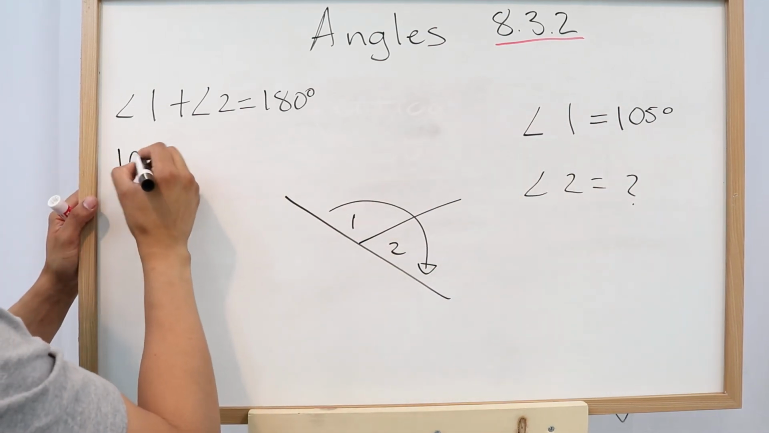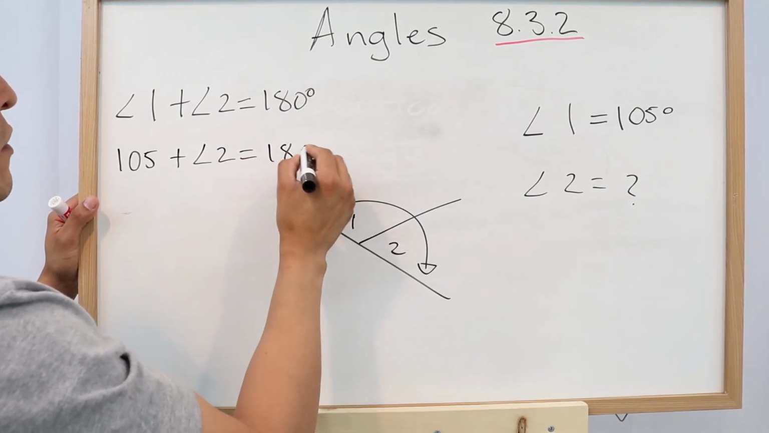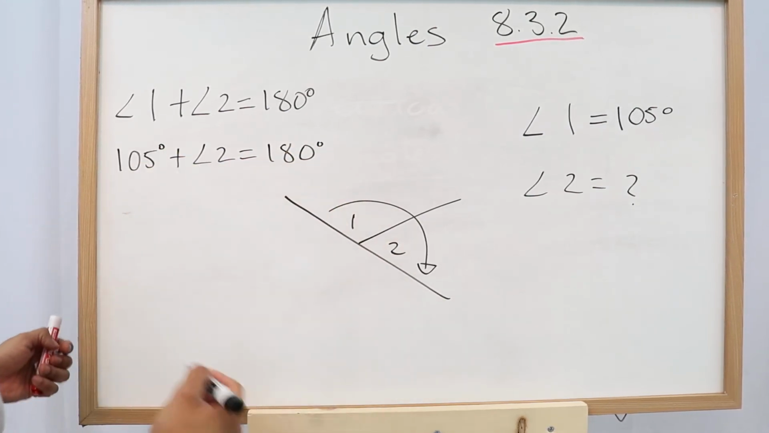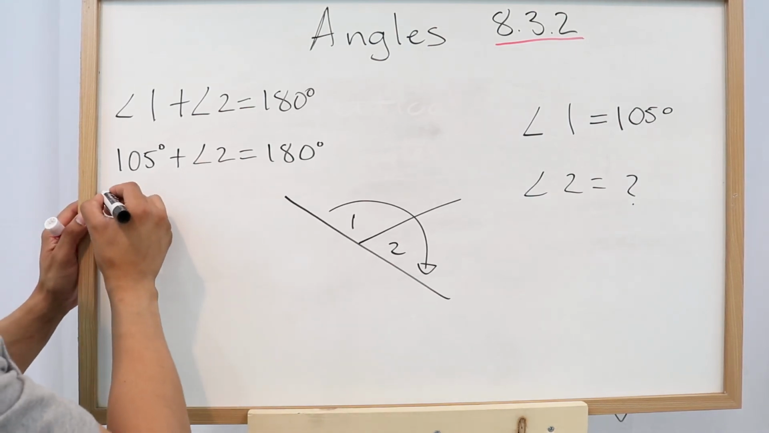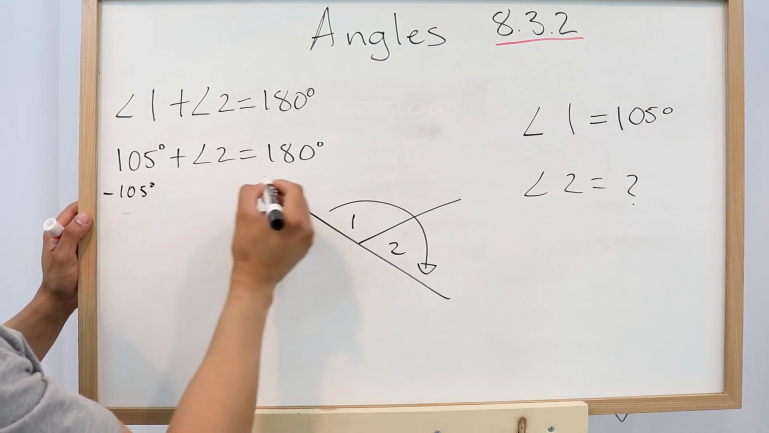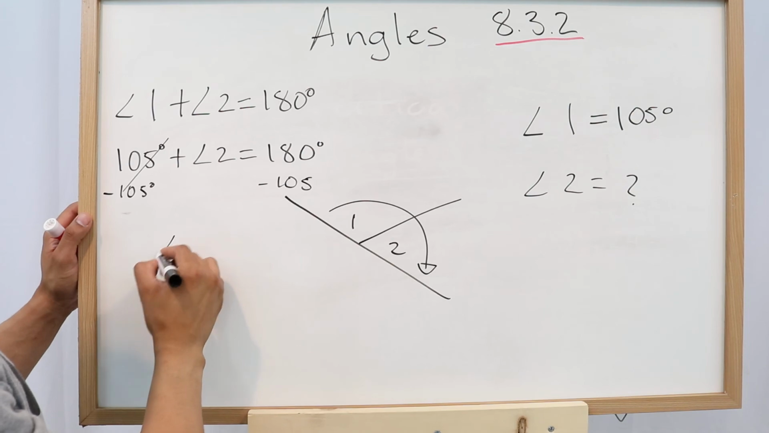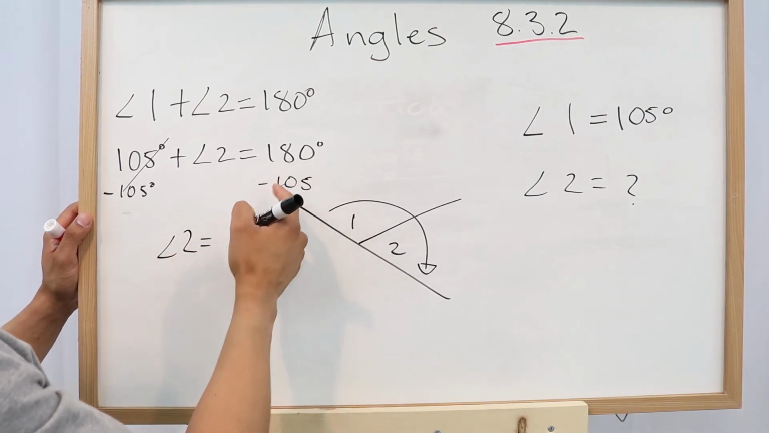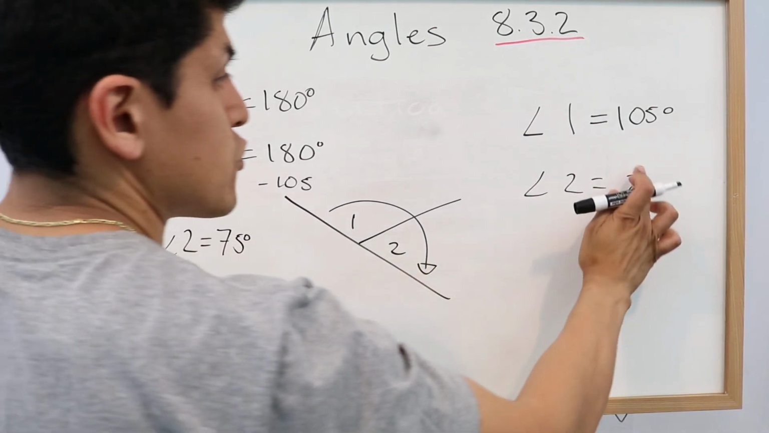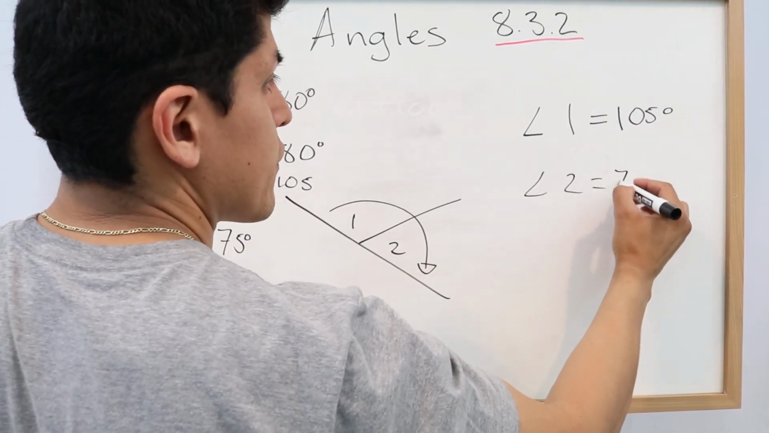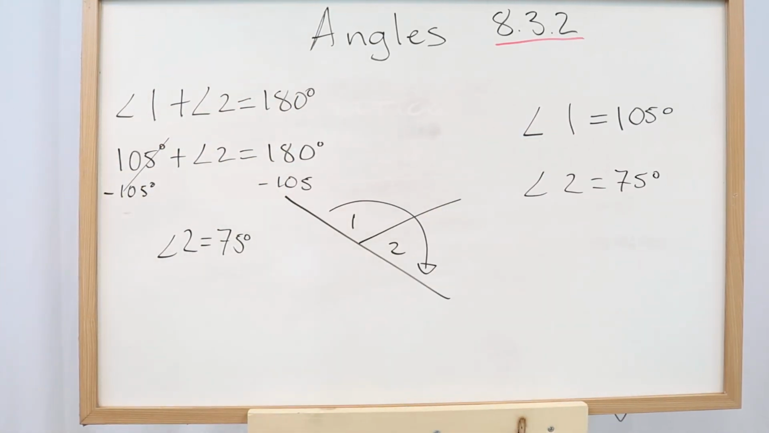So 105 plus angle 2 equals 180. If I'm solving for angle 2, I subtract 105 from both sides. This eliminates the 105, so angle 2 equals 180 minus 105, which equals 75 degrees. So angle 2 equals 75 degrees, because when I add both of them, they give me 180.